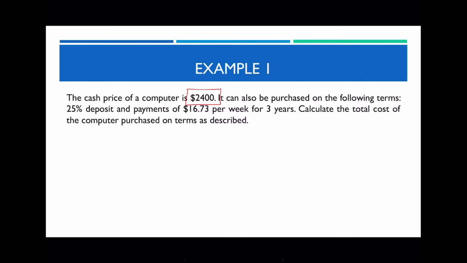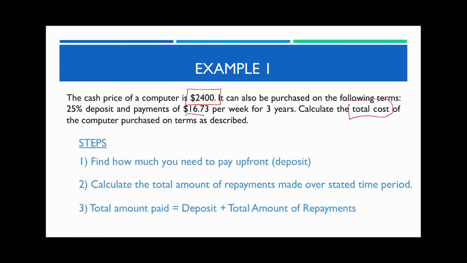And then it tells you that to pay off the debt, you paid $16.73 per week for 3 years straight so that you can pay off the total cost of the computer, okay? And what you want to do is calculate the total cost. The way that we do this is by following these 3 steps. Firstly, you need to calculate the deposit that you made initially. Then you need to calculate how much you have to pay. So what is your final repayments?